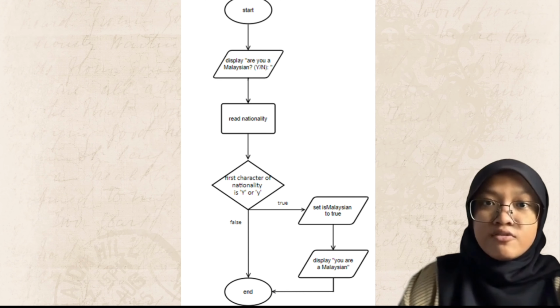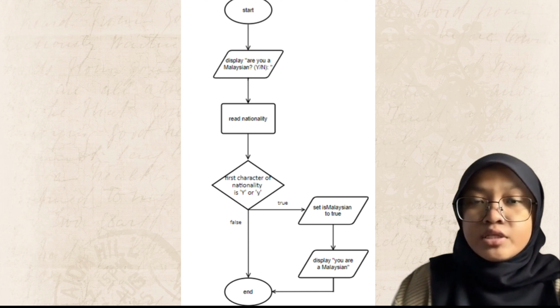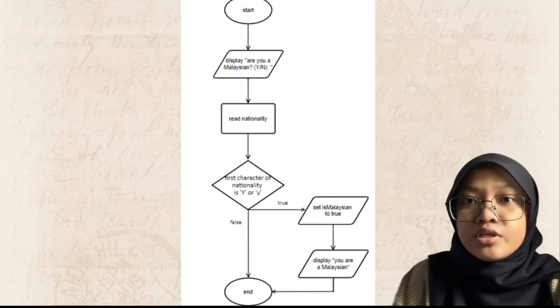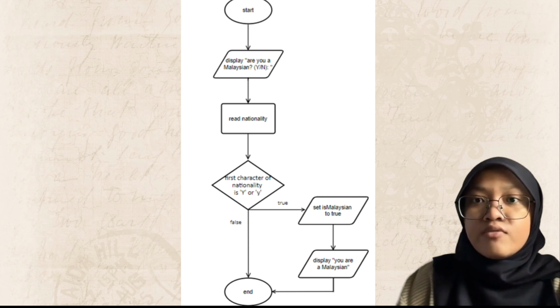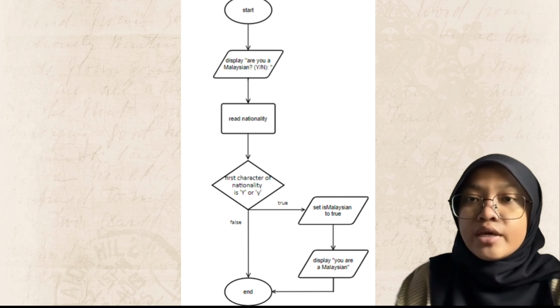Flowchart for selection. First, the program begins. The program will ask the user if they are Malaysian. Then the program will read the user response. The program will check if the user response is yes. If the response is yes, the program sets a variable isMalaysian to true and displays a message confirming that the user is Malaysian. Then the program ends.